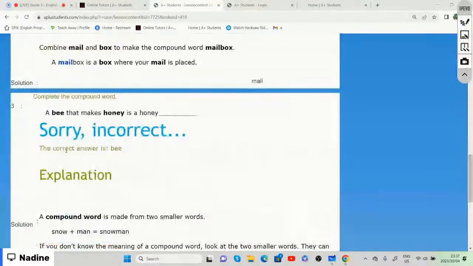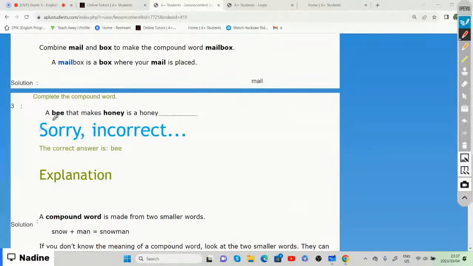And a bee that makes honey is a honey what? A bee that makes honey. So we have a bee that makes honey. And what do we call that? A bee that makes honey.